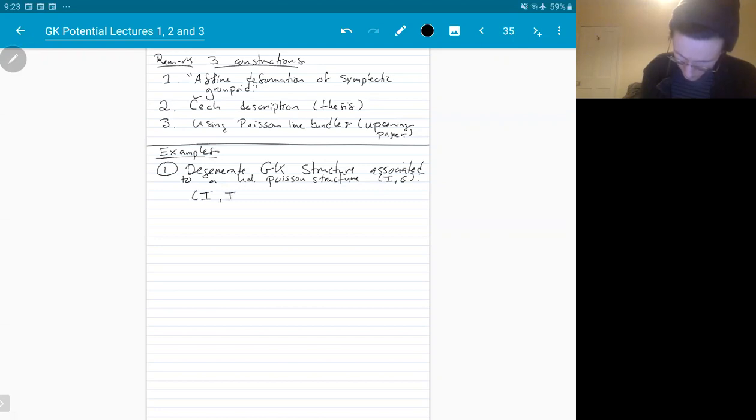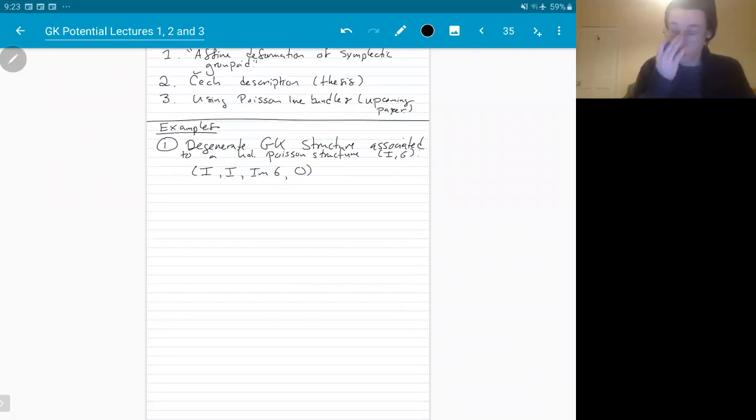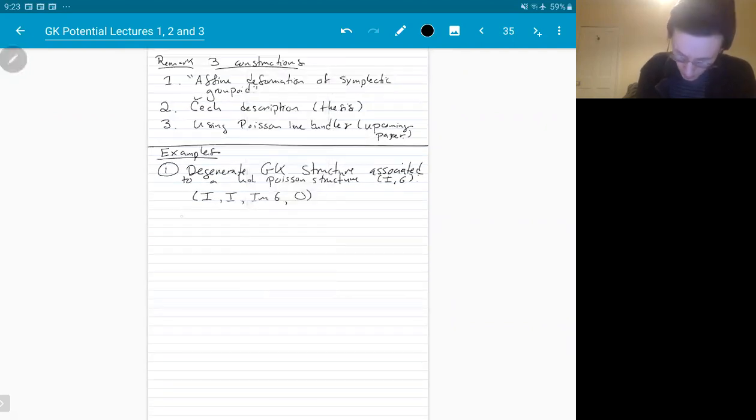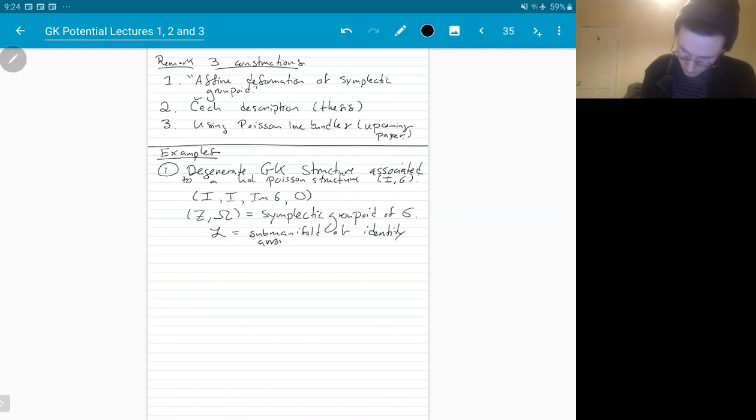Remember, it was just you take I, you take the imaginary part of sigma as Q, and then for F, you just take 0. So that was kind of like a really degenerate example, but that's useful in constructions. In this case, the Morita equivalence is the symplectic groupoid of the Poisson structure, and L is the submanifold of identity arrows.